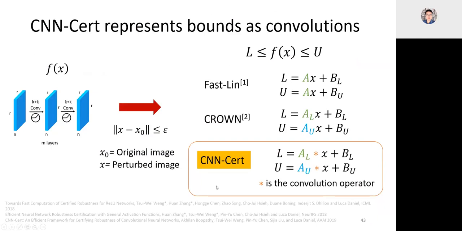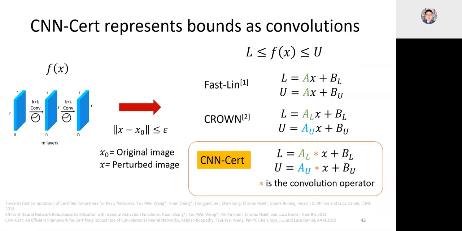Then different methods actually have different ways of doing that in an efficient manner. For example, the earliest work, Fast-Lin, assumes that the upper and lower bounds have the same parameter, and CROWN allows different parameters for the upper and lower bounds, and also extended to general activation functions, whereas Fast-Lin only considers ReLU activations. And our most recent work, CNN-Cert, which is published at AAAI 2019, is actually a set of certification methods optimized for convolutional neural nets.